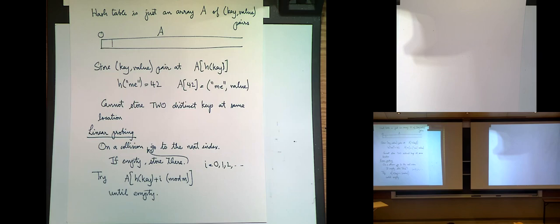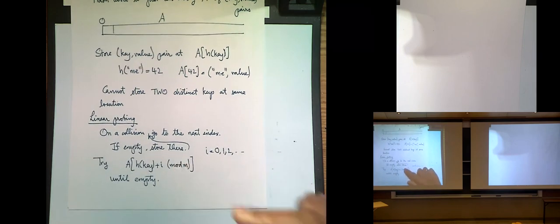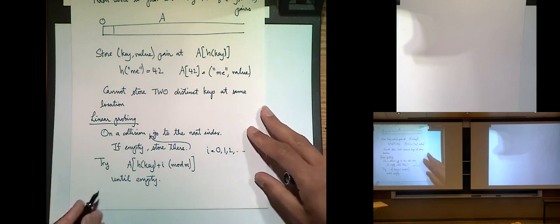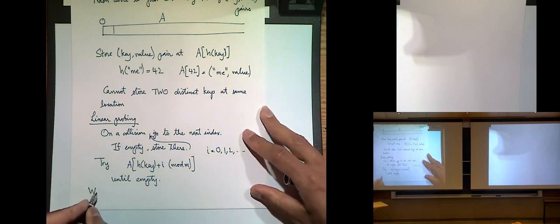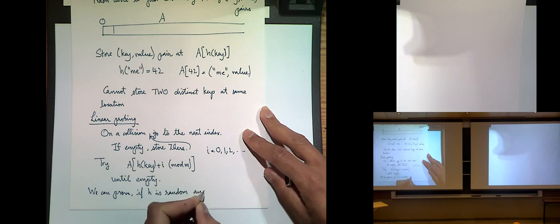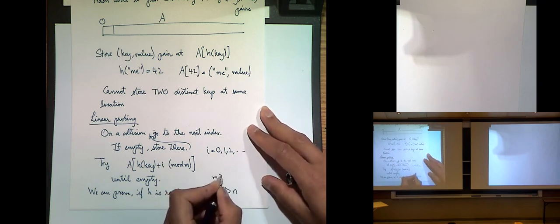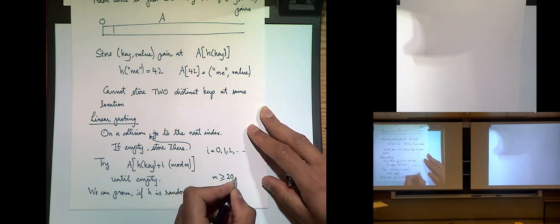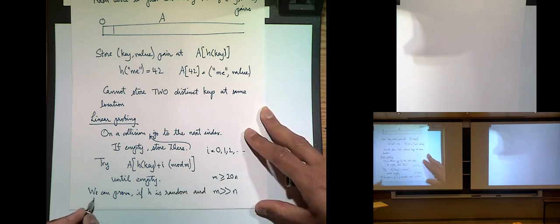So you can prove, and this is where a lot of people who do probabilistic analyses, we can prove, which is not obvious at all, that if H is random, and M is much, much larger than N. So what do I mean? I mean something like maybe M is like 20 times N or something like that. Then insert runs in Theta of 1 time.